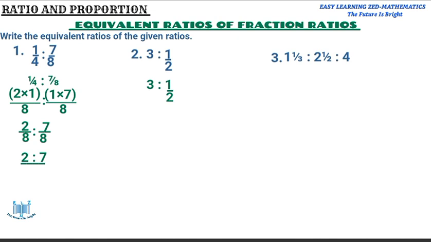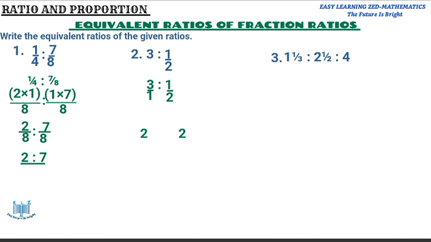So to do that, I'm going to write 3 over 1. So 3/1 is equal to 3. So 3/1 has the same value as 3. Once I've done that, the next thing I'm going to do is find a common denominator by finding the lowest multiple of 1 and 2. So the lowest multiple of 1 and 2 is 2 itself. So I'm going to write 2 2's like that.